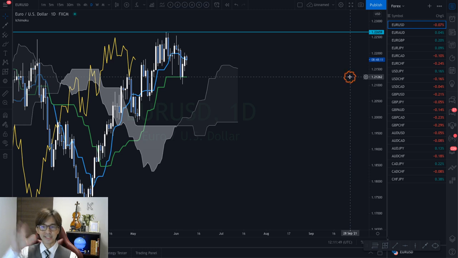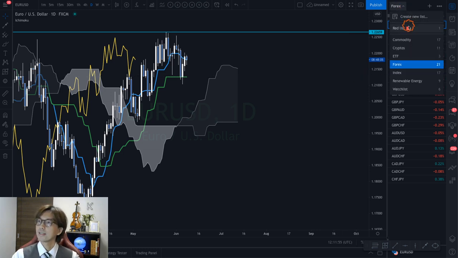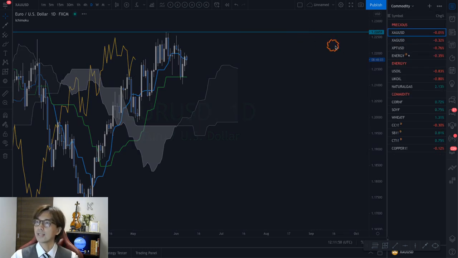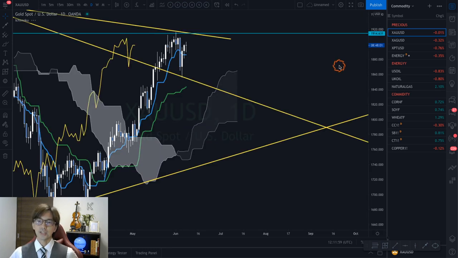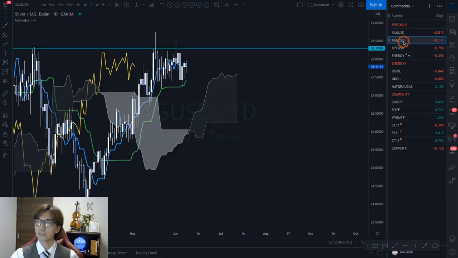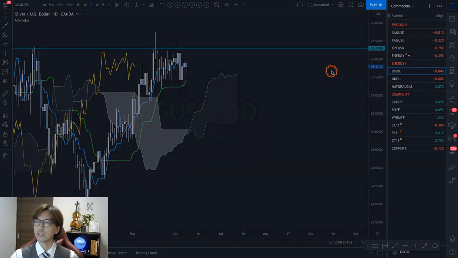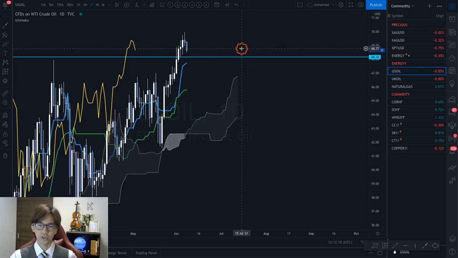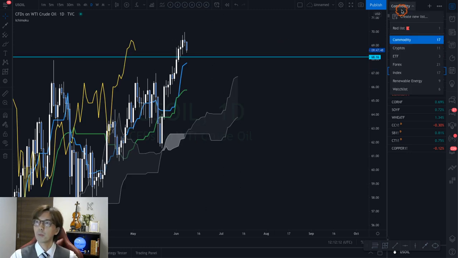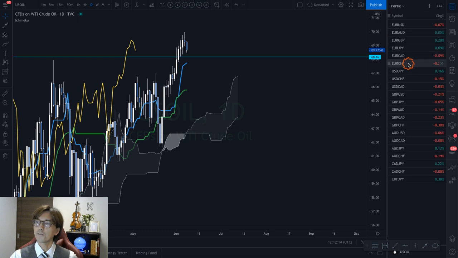So this is the list of the Forex pairs. I also look at gold, and I screen gold 3 times a day also. I also look at silver, gold, and crude oil, WTI. But mainly I trade Forex pairs.